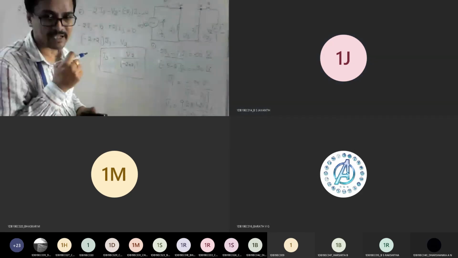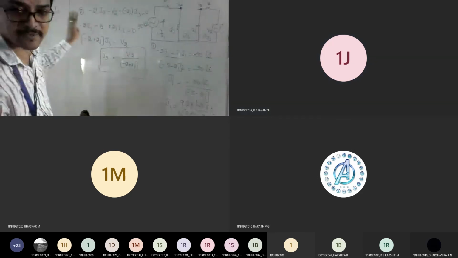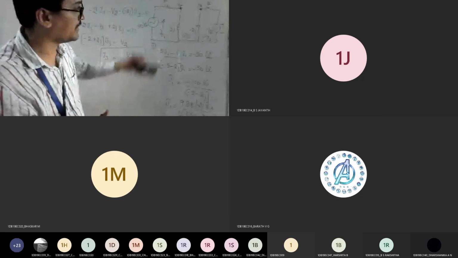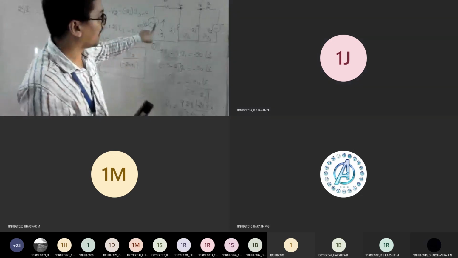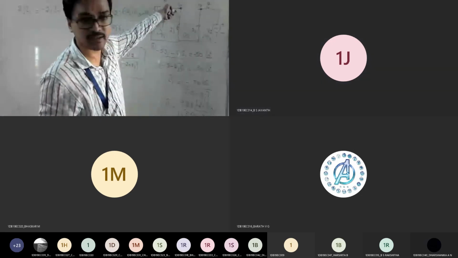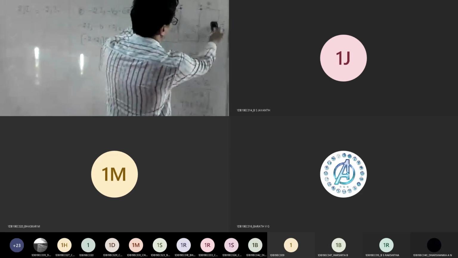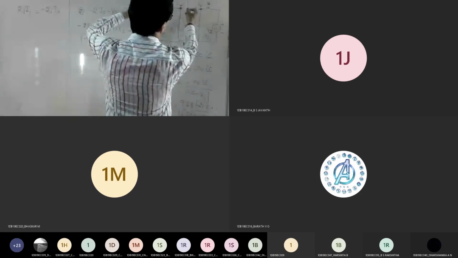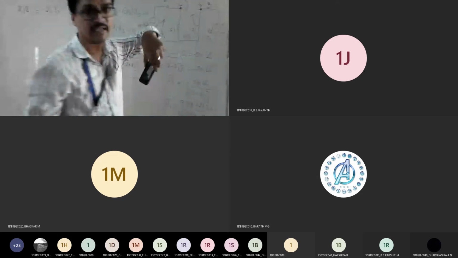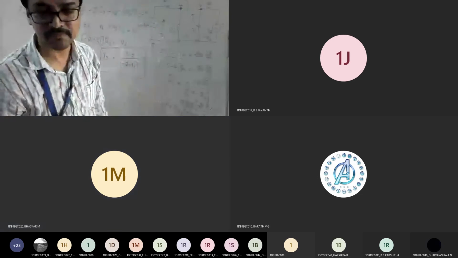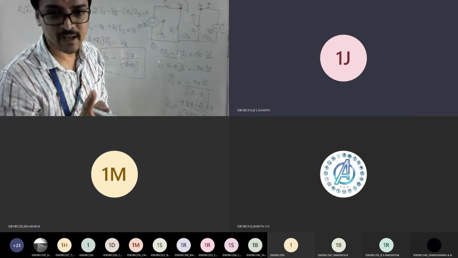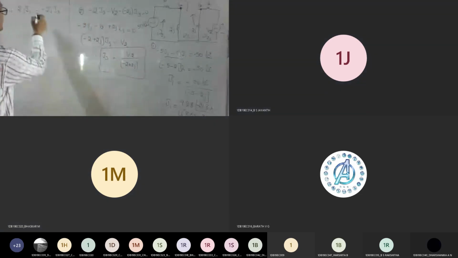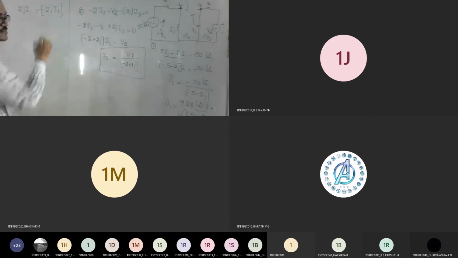Okay. Now listen carefully. This is what we used to write. But look at the network clearly. I1 is flowing in this direction. I3 is flowing in this direction. Is it matching, opposite way or same way? Both are in opposite direction. So then what should you do? You should take minus of this. Agree?